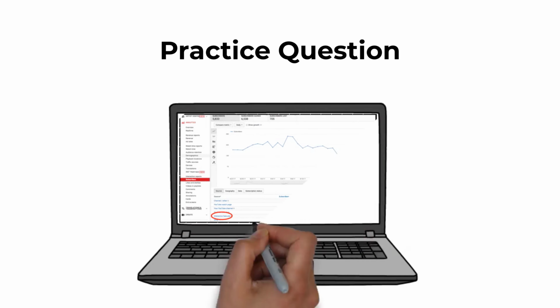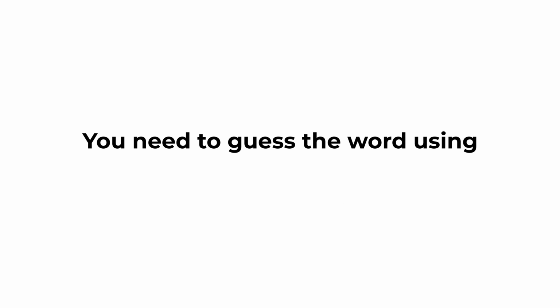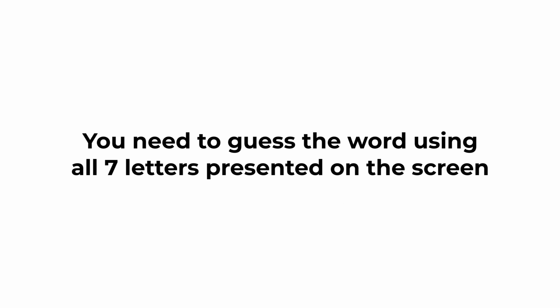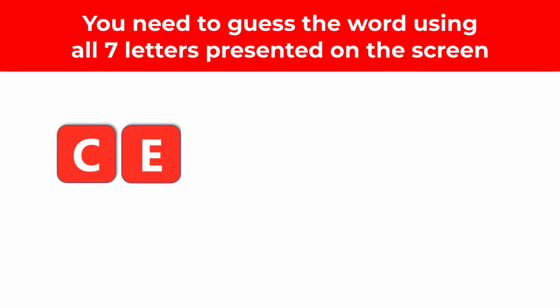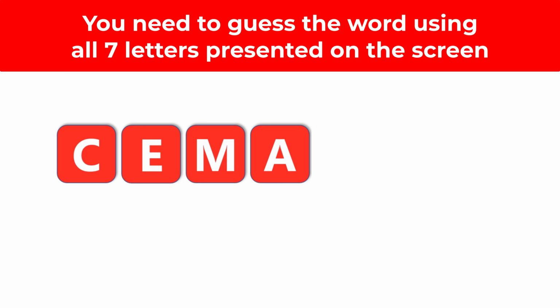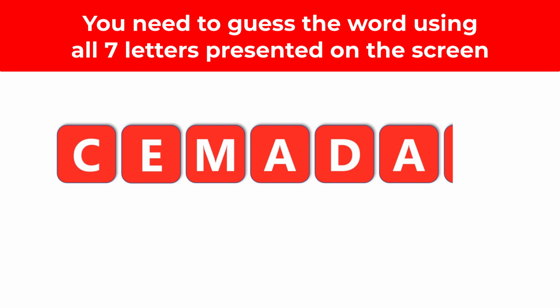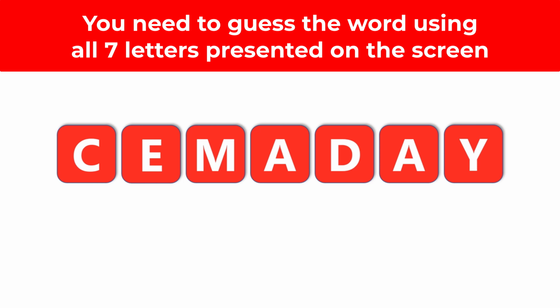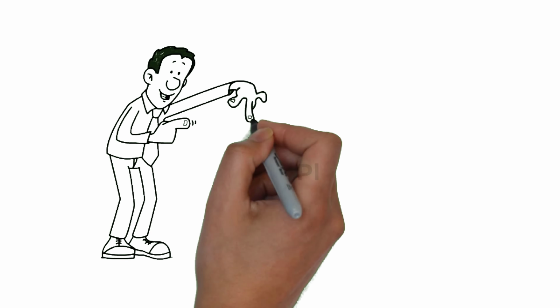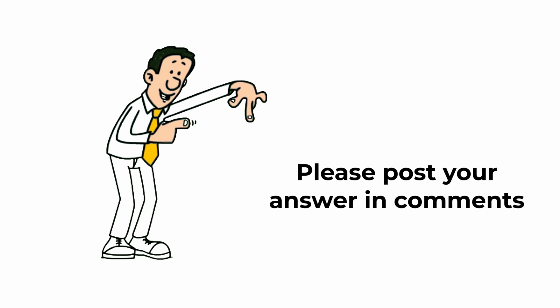And now, here's the question for you to practice. You need to guess the word using all 7 letters presented on the screen. The letters are C, E, M, A, D, A, and Y. Can you guess the word using all the letters? Give yourself 20 to 30 seconds, maybe more or less, depending upon your experience of guessing the words. Did you come up with the answer? Please make sure to post your answer in the comment section of this video so I can give you my feedback. Thanks for participating and good luck!